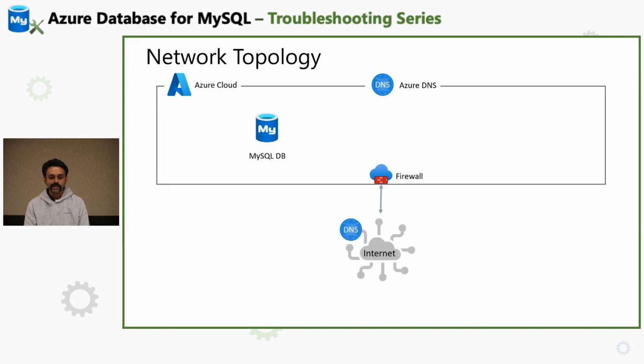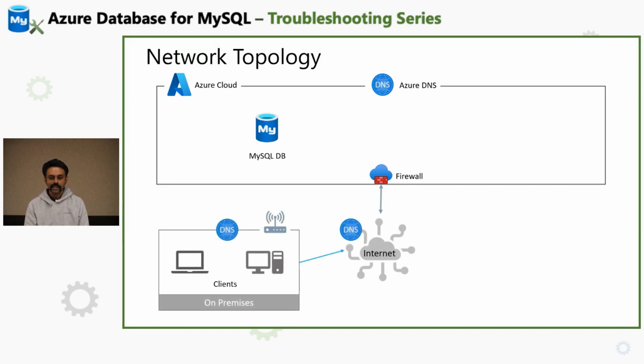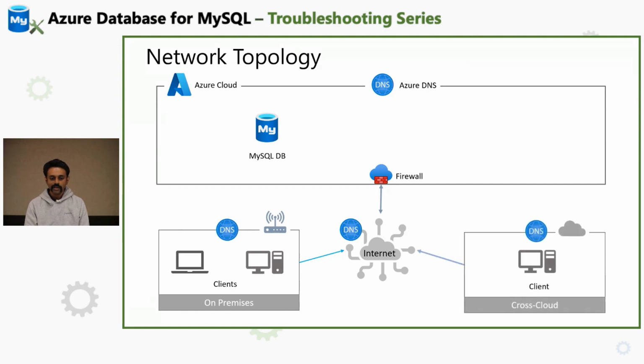So now let's look at the internet connectivity. Let's say you're connecting from an on-premise machine, or from another machine on another cloud provider. It could be the application, or you're just connecting to do your DBA roles. The communication will flow through the DNS of your network to the internet, and then through the firewall, you'll reach the Azure Database for MySQL.